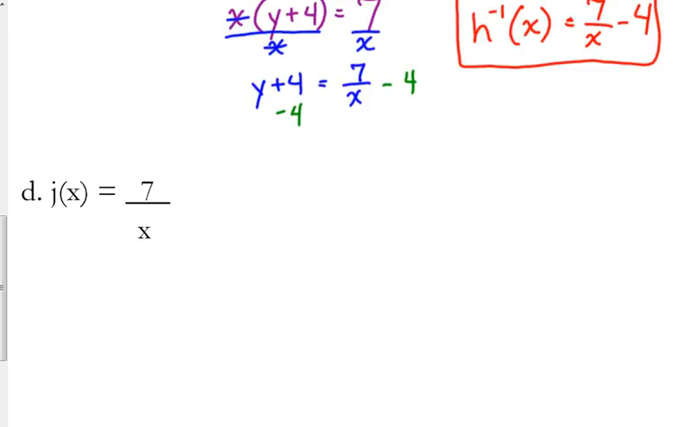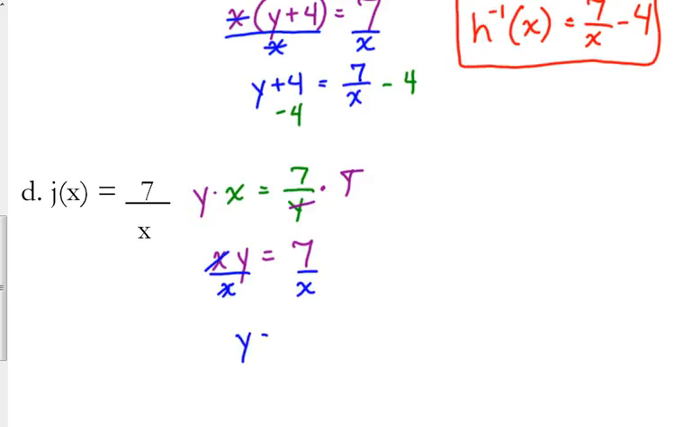J of x is equal to 7 over x. Switch x and y. X equals 7 over y. Y is in the denominator, so we're going to multiply both sides by it. X times y equals 7. Divide by x. So we get y equals 7 over x. Well, that's what we started with. That's kind of weird. It is possible, it's rare, but it is possible for a function to be its own inverse.